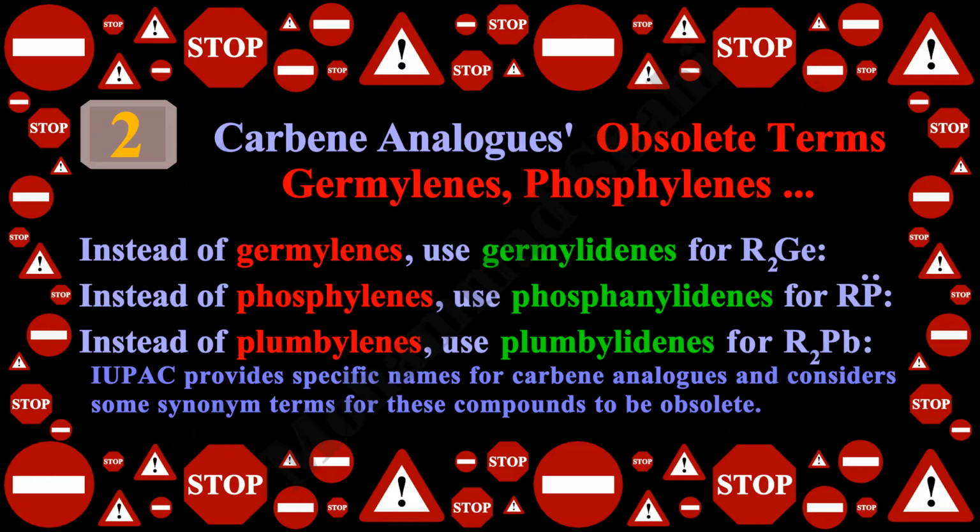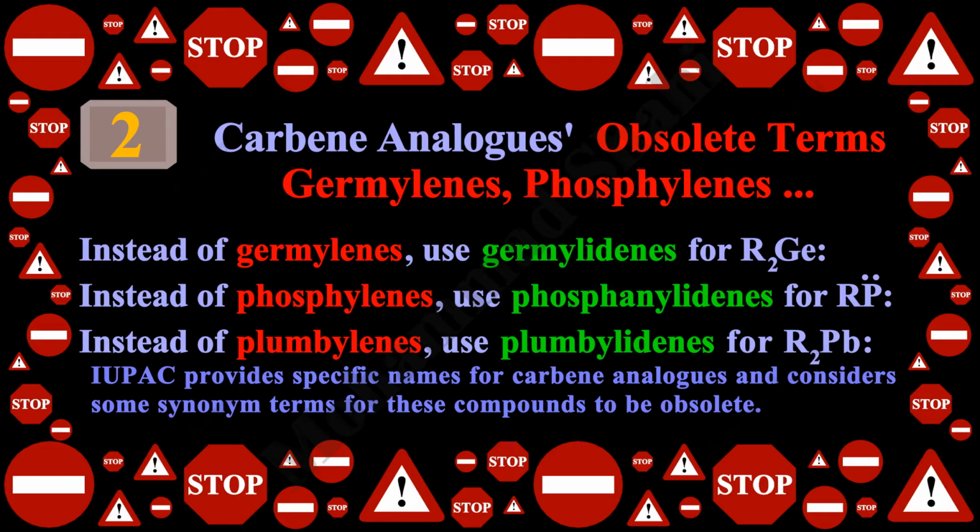IUPAC provides specific names for carbon analogues like Germylenes for carbon analogues of germanium with the general formula R2Ge, where some other synonym terms for these compounds like Germylenes for R2Ge are considered to be obsolete. As other examples, carbon analogues of lead having the structure R2Pb are named plumbylidins, where plumbylins is considered to be an older, not recommended name for them.